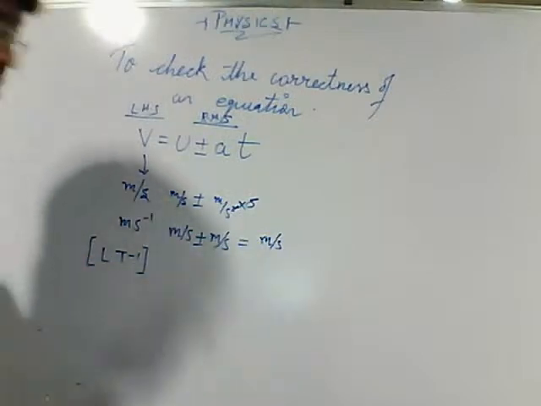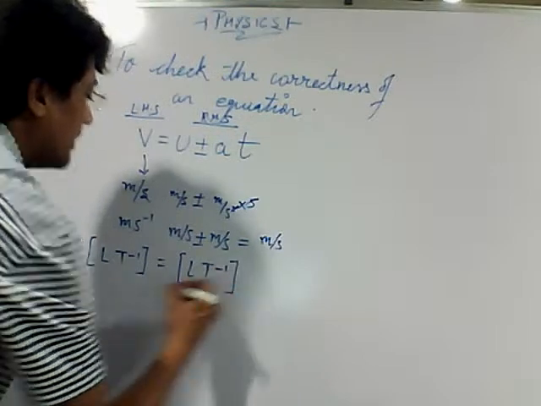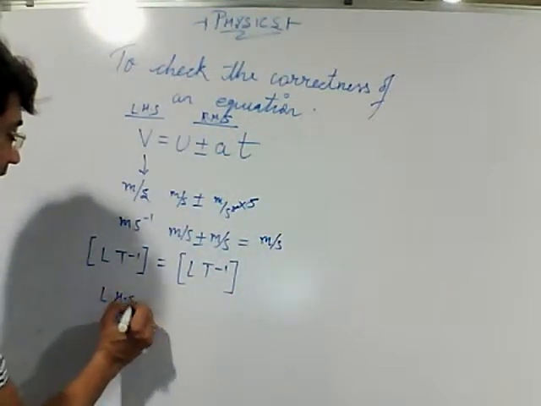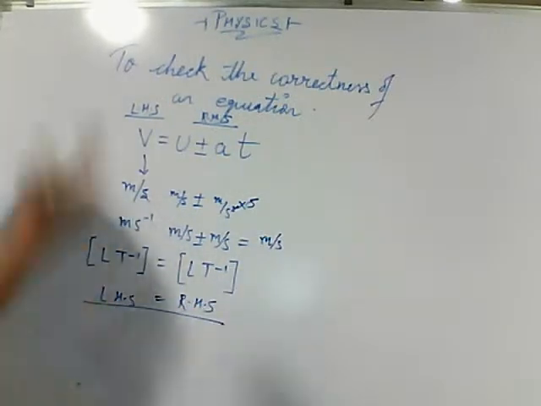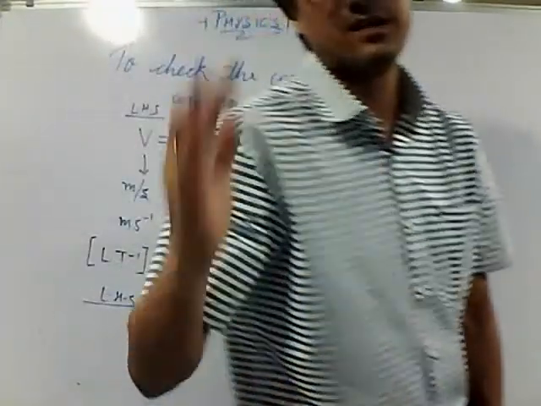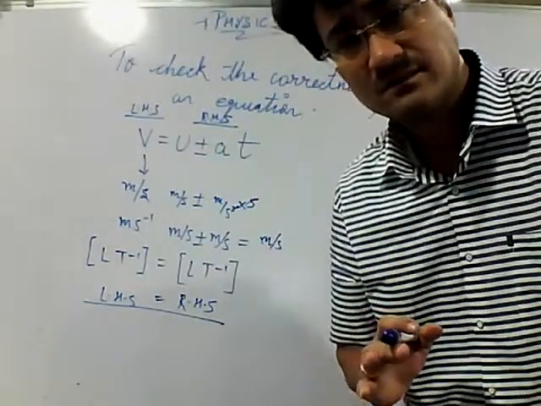So what will be the dimensions for this one? This would again be L T minus 1. So that means the dimensions of LHS are equal to the dimensions of RHS, and hence we say that the equation is correct. The equation is dimensionally correct.